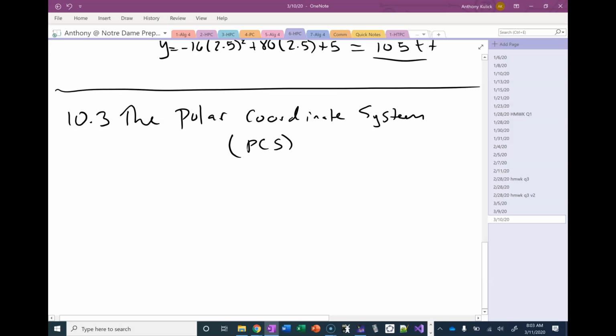So the plan for today is really just going to be talking about how we graph things, specifically plotting points, and then converting back and forth between Cartesian and polar coordinates. Okay, so that's kind of the plan today. So we'll start with just the definition.